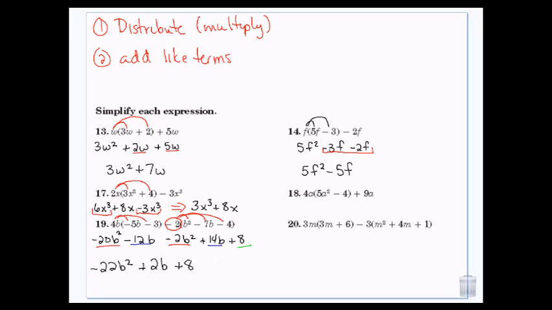Subtraction signs, it's the same as making a number negative. Yeah, subtraction and negative are the same. So if you see 5 minus 2, that's the same thing as 5 plus negative 2.